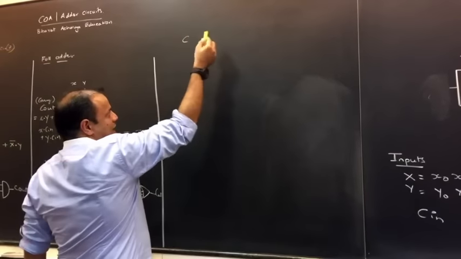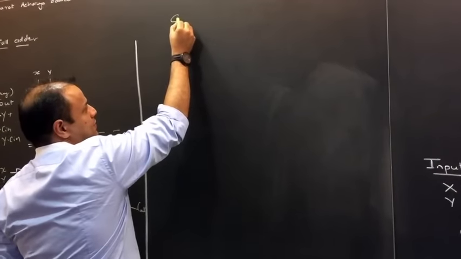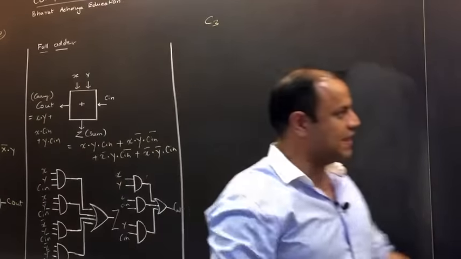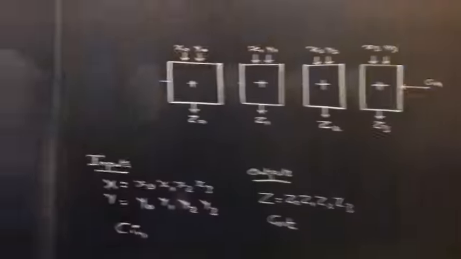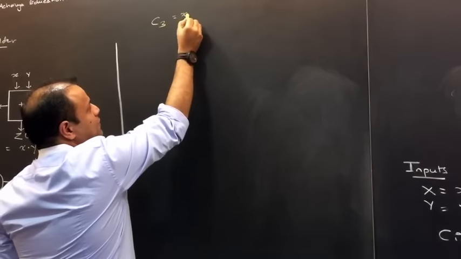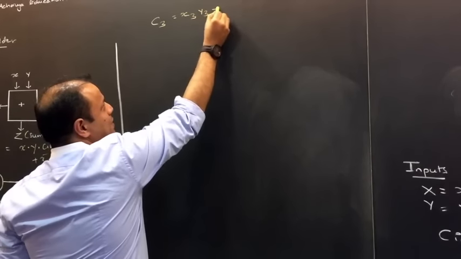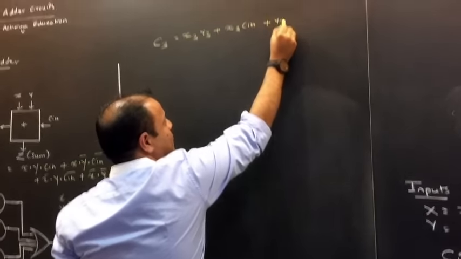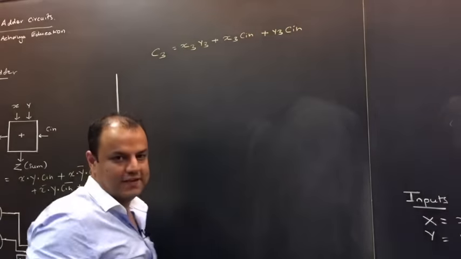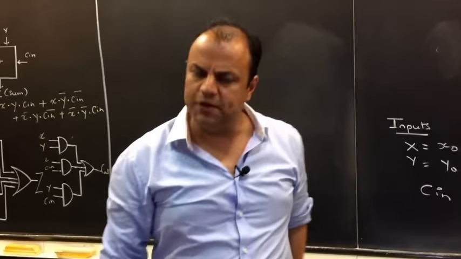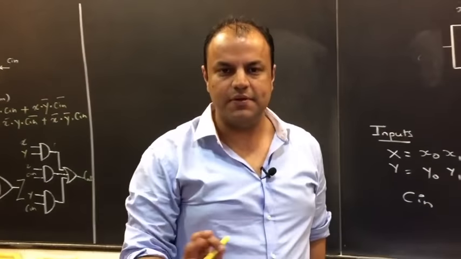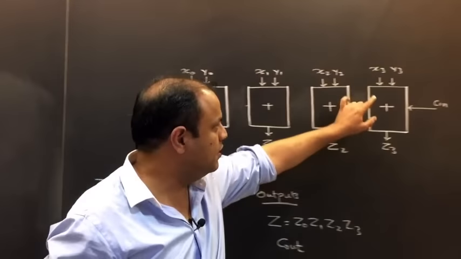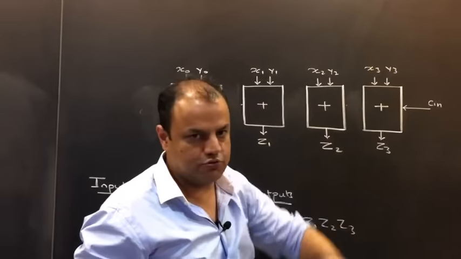So at any stage, let's say at the last stage, C3 that you want to predict. First of all, the first carry that you want to predict is C3, correct? C3 will be X3 Y3 plus X3 C in plus Y3 C in. Please tell me, this is the formula for C3. Do you agree? That's your formula for carry. Any two of them should be 1. When will you get a carry over here? When these two are 1, or these two are 1, or these two are 1, correct?